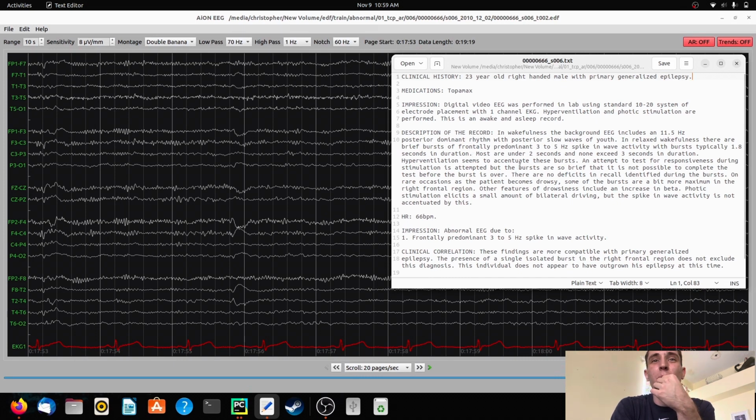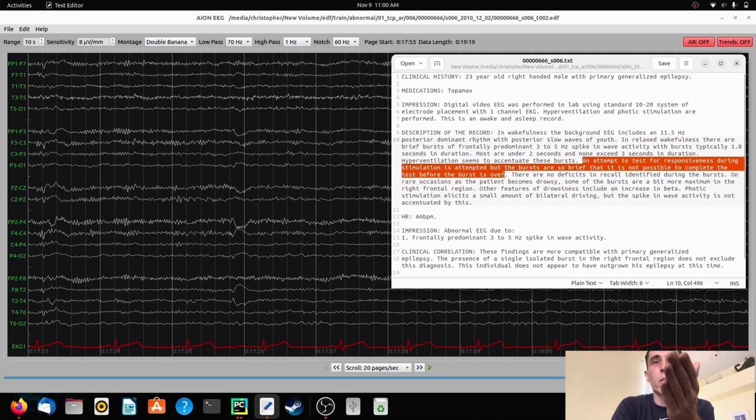Hyperventilation seems to accentuate these bursts. See, that's something we do. We make our patients hyperventilate if they don't have any history of heart attack, stroke, high blood pressure, breathing problems. We'll have them hyperventilate to see if it can bring out seizure activity while they're on the EEG. And also it says they test for responsiveness, like I was talking about, a code word. But it says that the bursts are so brief that it's not possible to really give someone a code word during the burst and then have them answer it afterwards.